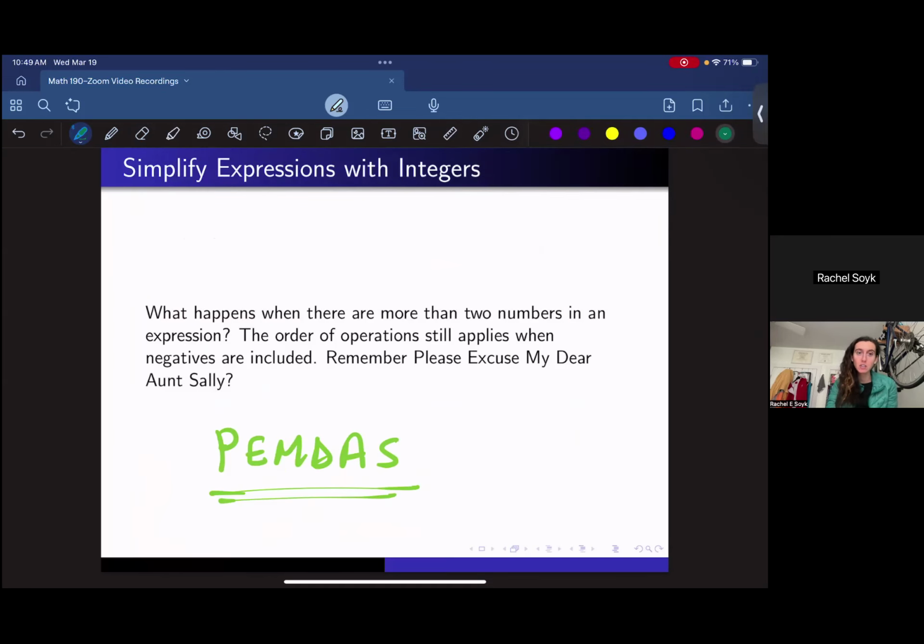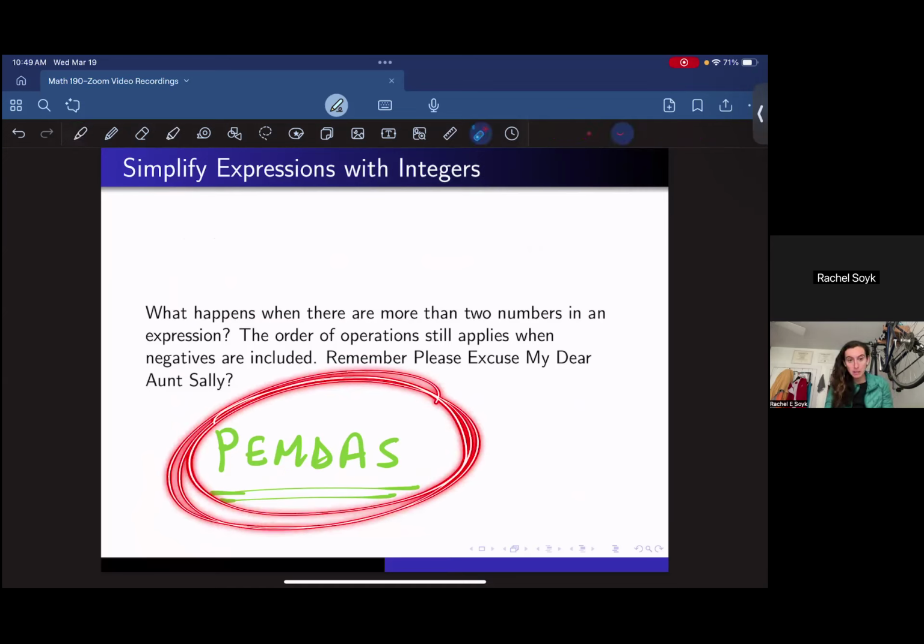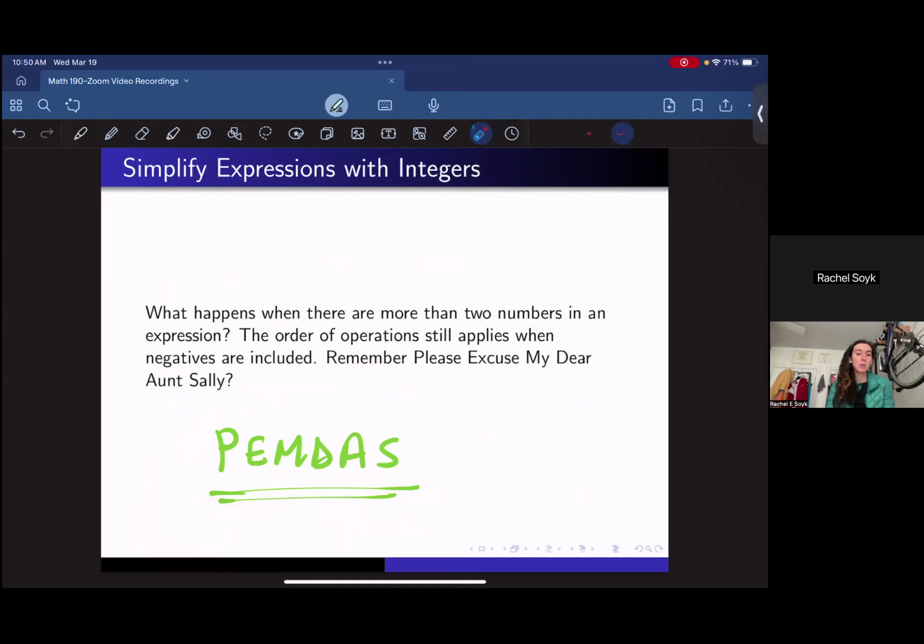Another notes page. Again, being able to simplify expressions with integers, we're still utilizing the whole order of operations, our PEMDAS. The acronym that we use to memorize PEMDAS is: please excuse my dear Aunt Sally. Parentheses, exponents, multiplication, division, addition, and subtraction.